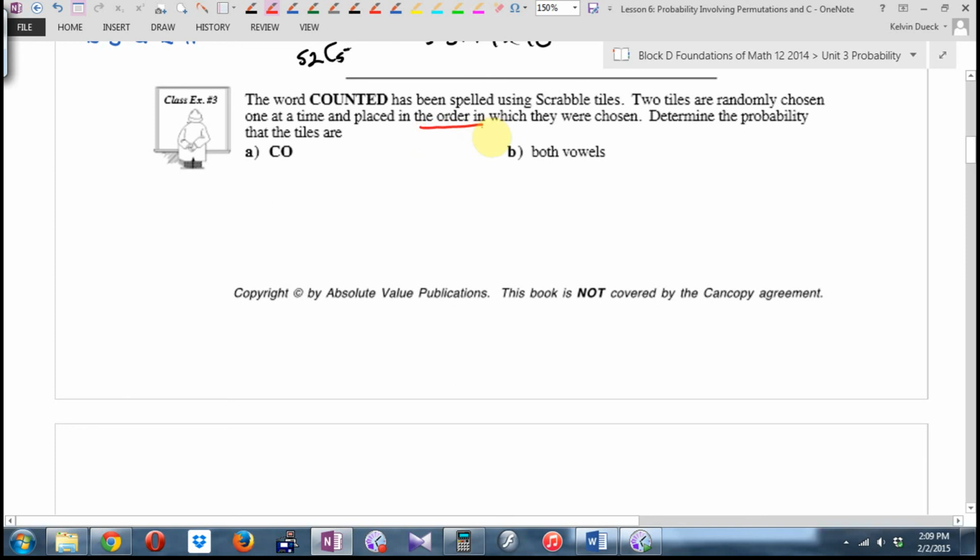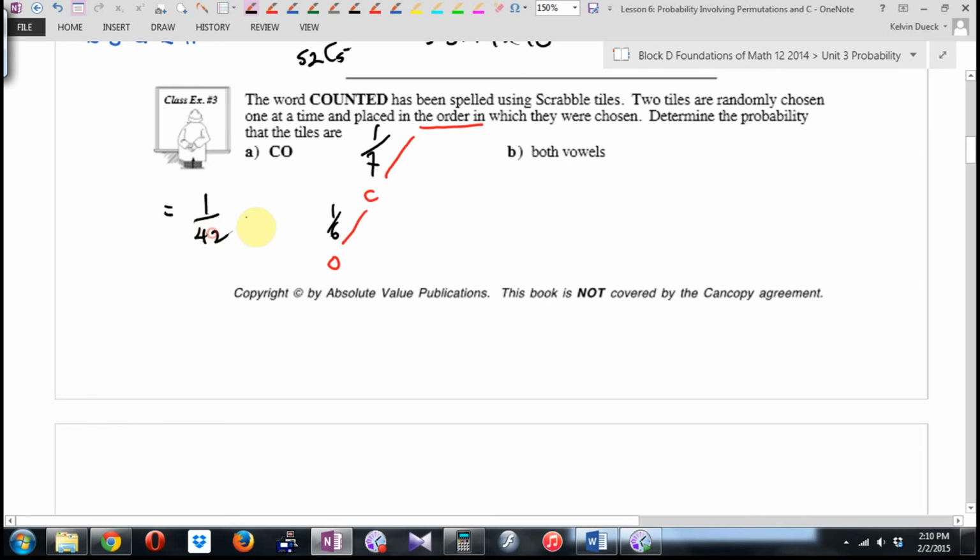I think I can do this with a tree, because it wants me to get the letter C followed by an O. How many C's are there in the deck? 1 out of how many Scrabble tiles are there in the deck? Okay, you picked a C. How many O's are there in the deck? You know what? I'm pretty sure it's going to be 1 out of 42.